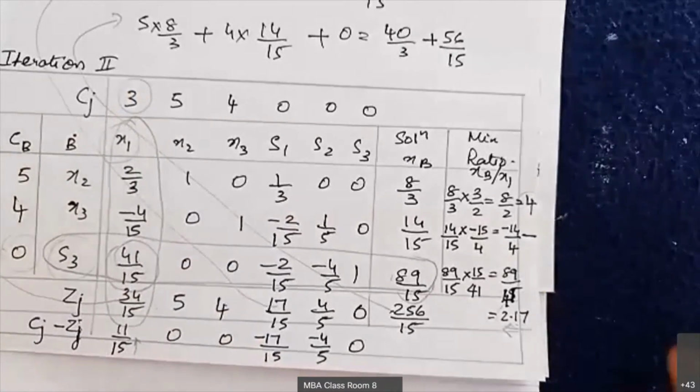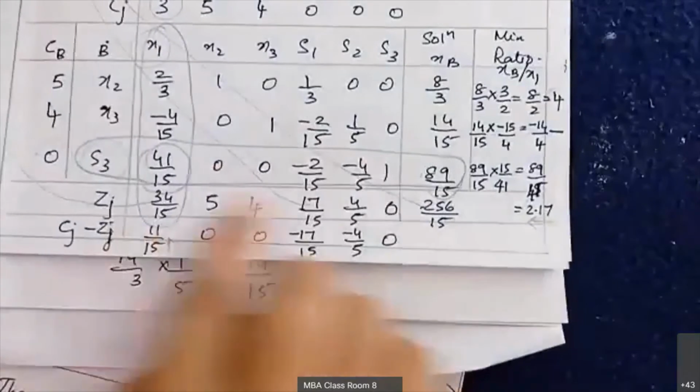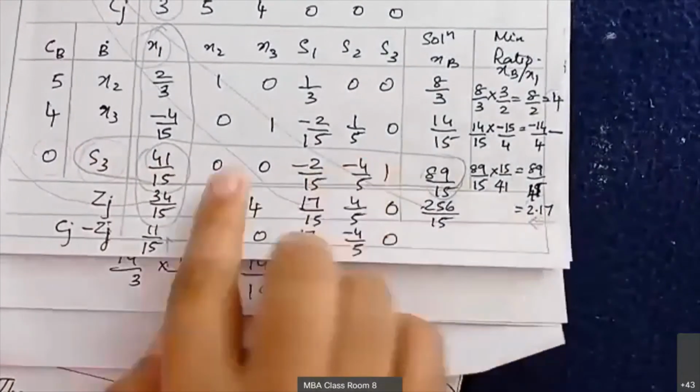Quickly tell me the row operations. How do we have to start? Always start from the key row. The key row is R3, so how is R3 going to change?